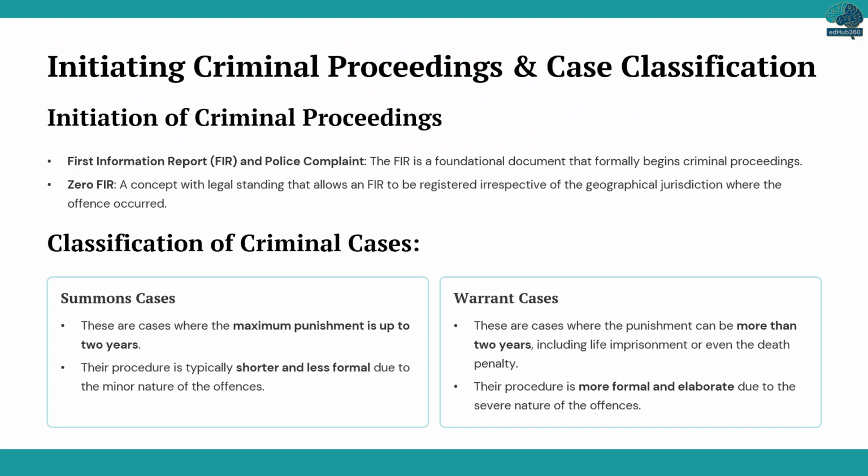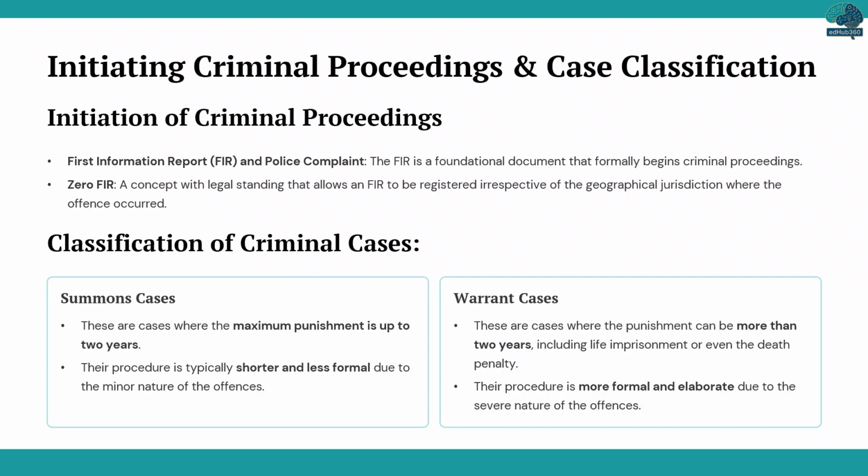Now, let's explore how criminal proceedings are initiated. The first information report, or FIR, and a police complaint are fundamental. The FIR is the document that formally marks the beginning of criminal proceedings. A significant concept within this is the zero FIR, which has legal standing. This allows an FIR to be registered regardless of the geographical jurisdiction where the offense occurred, meaning you can file it anywhere.